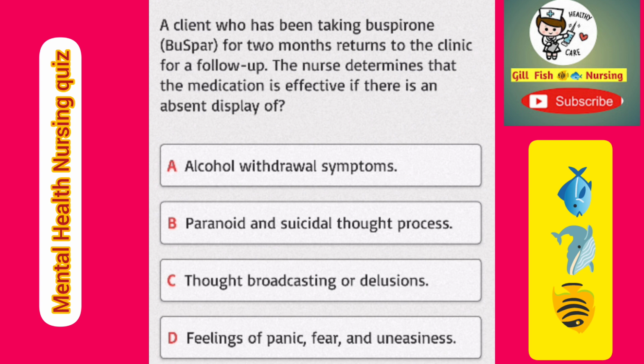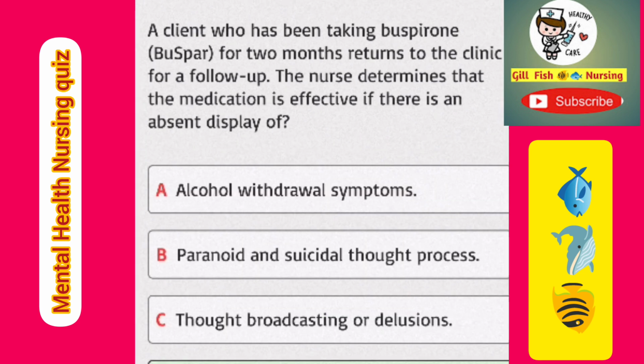What is the question they are giving? Buspirone for 2 months. So the correct answer is feeling of panic, fear, and uneasiness. That will be the correct answer.